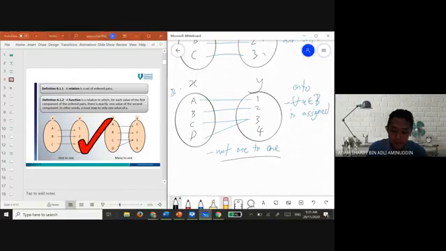This is not 1 to 1 because F(C) equals 3 and F(D) equals 3. See? I managed to prove to you that this example is not one-to-one because there are two elements from the domain being assigned to the same element from the codomain.